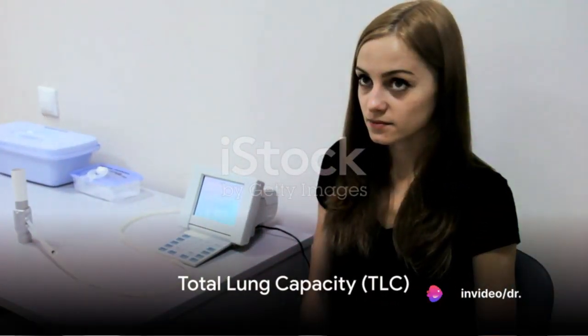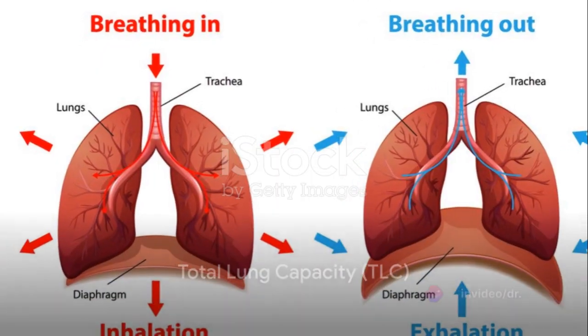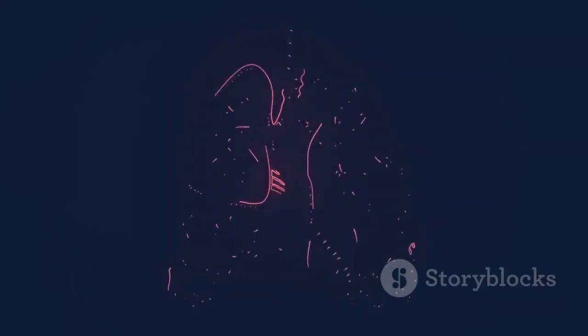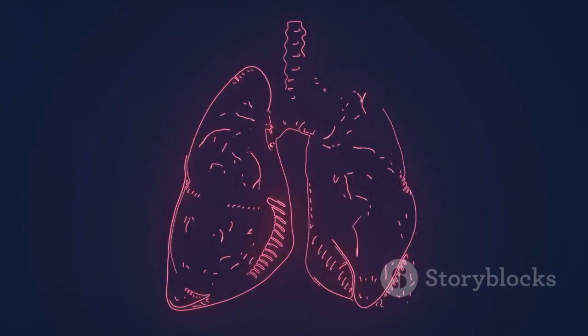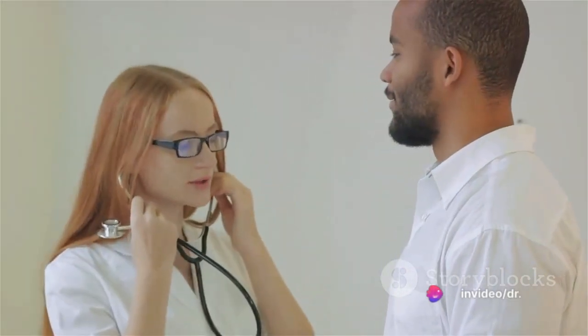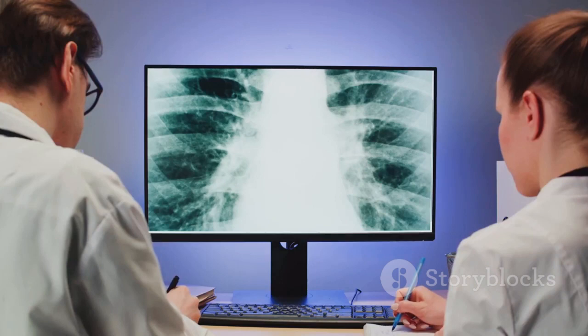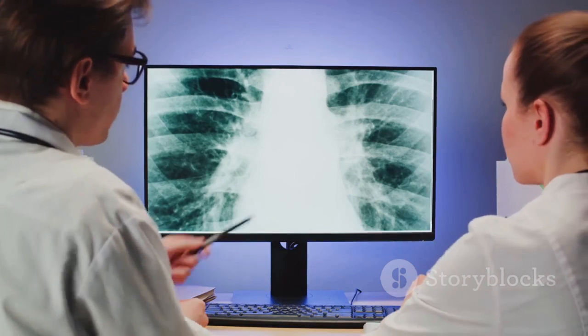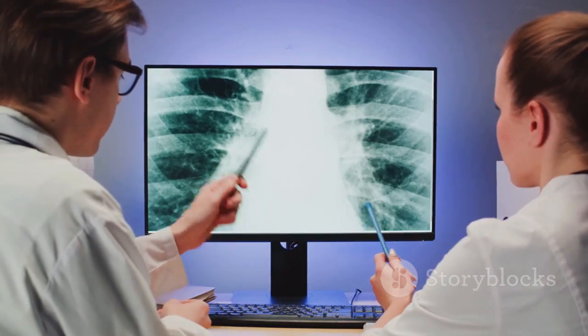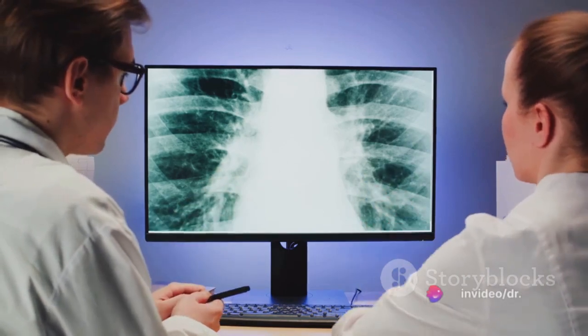Firstly, we have total lung capacity, or TLC. This is the total volume of gas that can be held in the lungs after a maximal in-breath. For a healthy adult, this value is typically between 80 and 120% of what's predicted for their age, sex, and height. The importance of TLC lies in its ability to indicate conditions like lung hyperinflation or restrictive lung diseases.